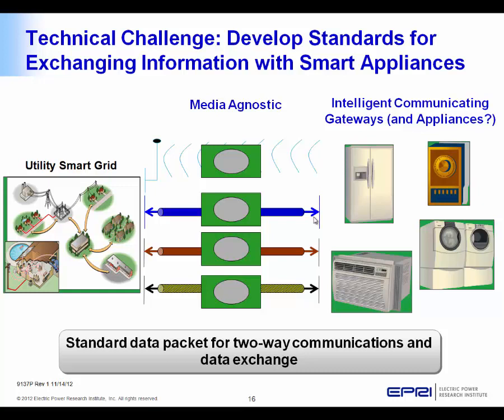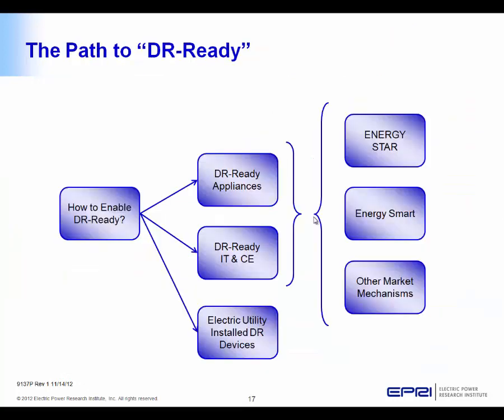The technical challenges, I suggested, are developing the standards for exchanging information with smart appliances from the grid through a media agnostic system into intelligent communication gateways and appliances. Some suggest we do this directly, through a portal, or through consumer electronics devices, and to develop a standard data packet for two-way communications and data exchange in the process.